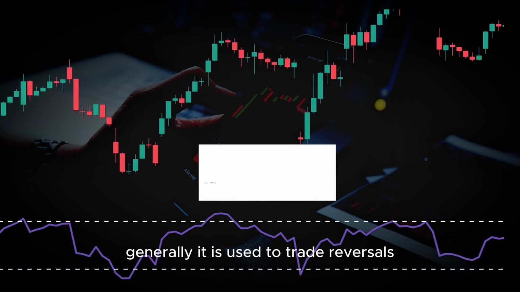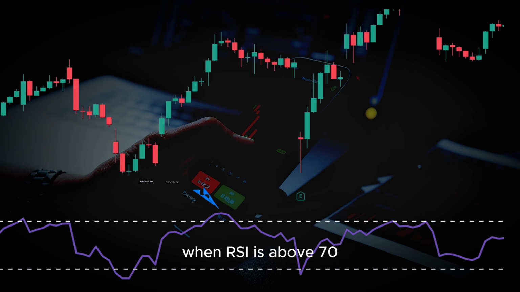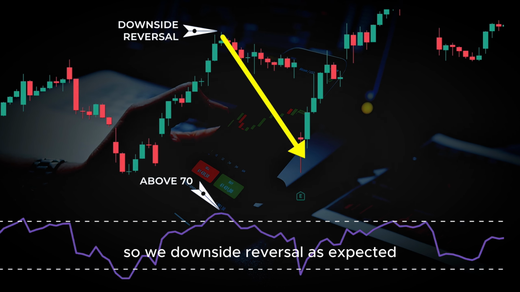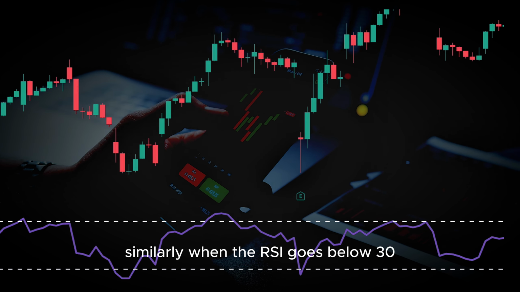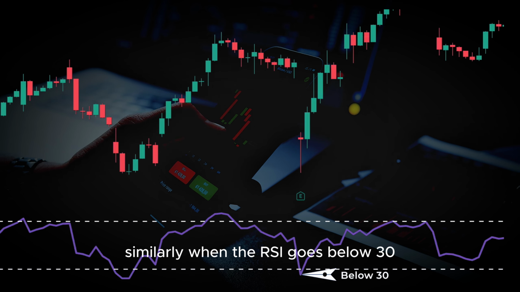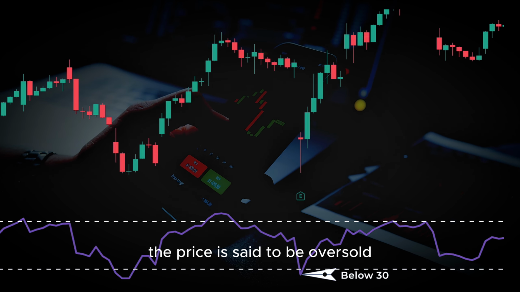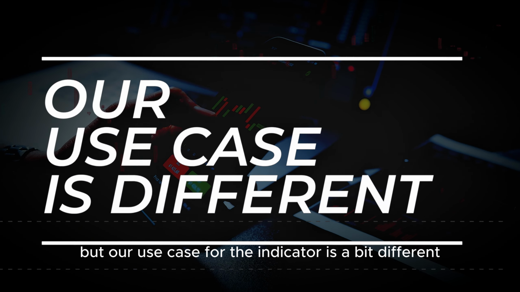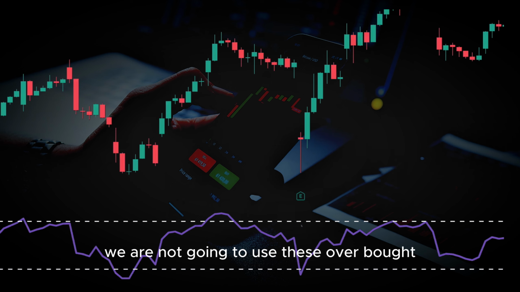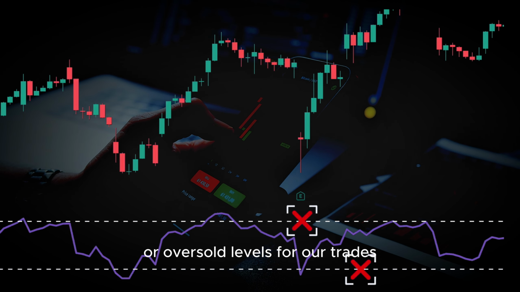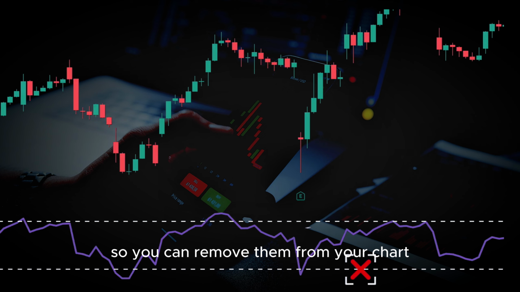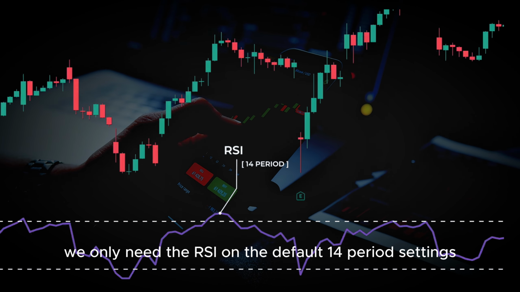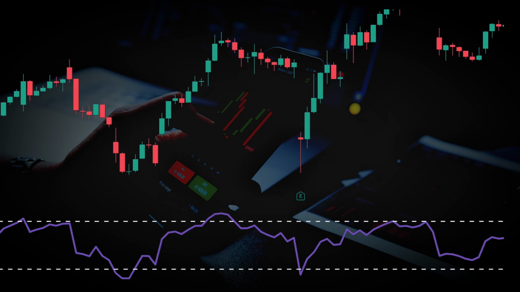Generally, it is used to trade reversals. When RSI is above 70, the price is said to be overbought, so we expect a downside reversal. Similarly, when the RSI goes below 30, the price is said to be oversold, so an upside reversal is expected. But our use case for the indicator is a bit different. We are not going to use these overbought or oversold levels for our trades, so you can remove them from your chart. We only need the RSI on the default 14-period settings for this technique.